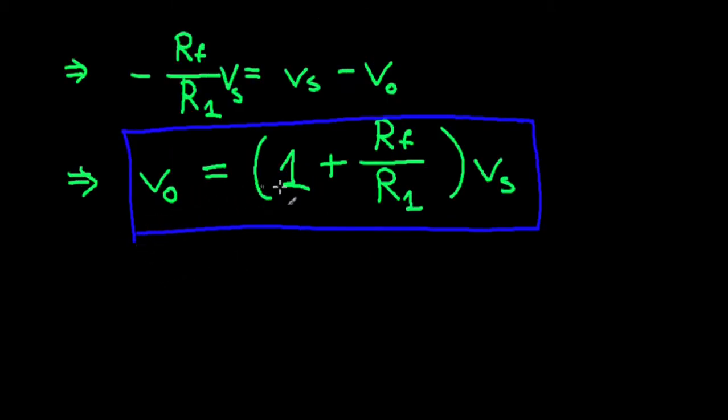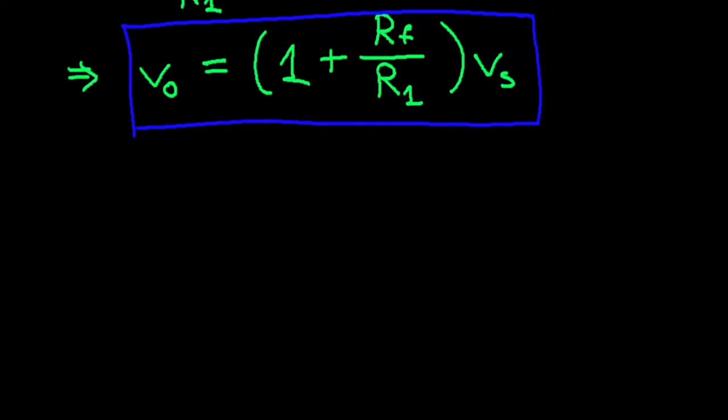Okay, the output voltage isn't inverted with respect to the input voltage. There's no negative sign here, and this has to be positive, right? The resistances are positive, so it's very obvious that this factor is positive. And if you want to know the gain, it's pretty easy to find. You just need to divide by V supply.